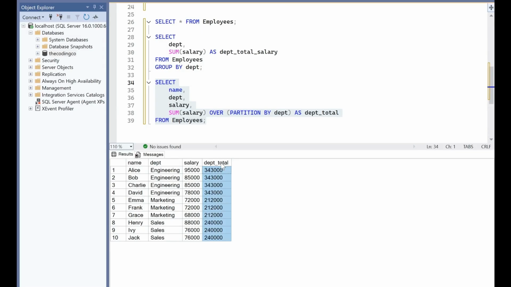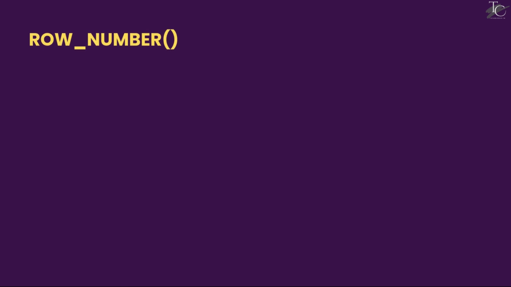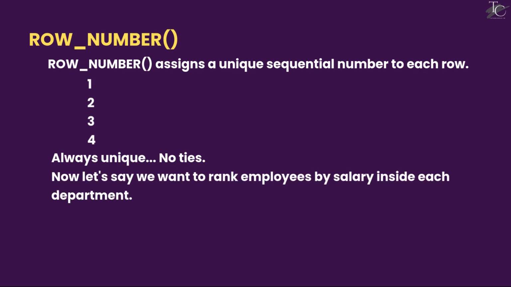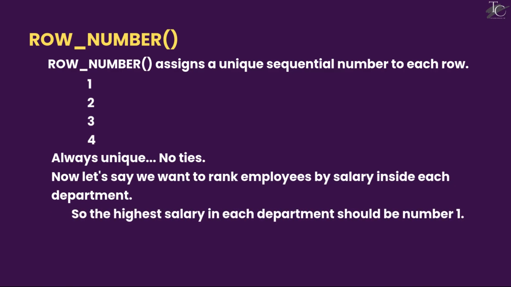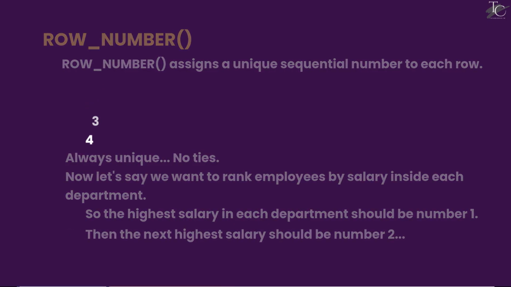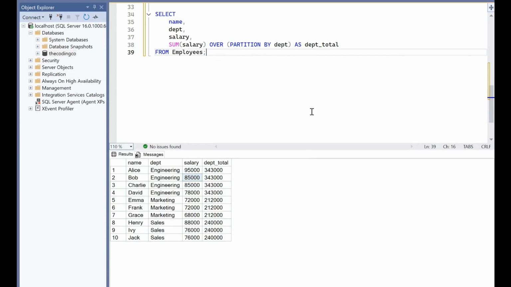Now let's move to the most common ones used in interviews. The first window function we are going to look at is row number. Row number assigns a unique sequential number to each row like 1, 2, 3, 4 and so on, which is always unique. No ties. Now let's say we want to rank employees by salary inside each department. So the highest salary in each department should be number 1, then the next highest salary should be number 2 and so on. Let's write a query to do exactly that.